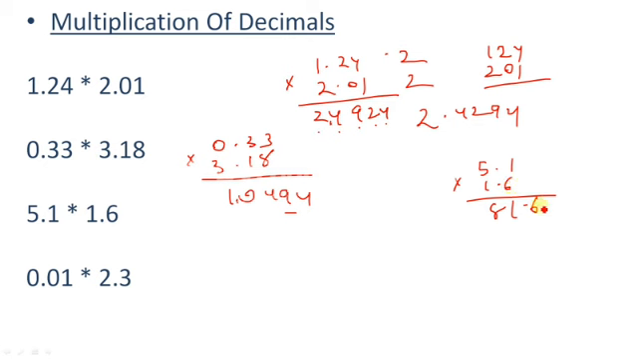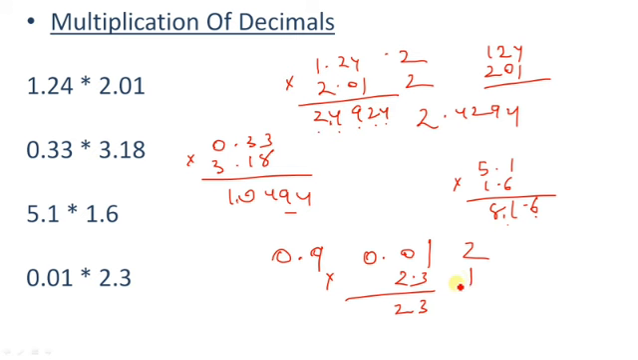Okay, similarly another one is 0.01 into 2.3. 0.01 means 1, 2.3 means 23, into 1 gives 23. Here after the decimal two digits are there, and here one digit is there, 2 plus 1 is 3, so we will place the decimal after three digits, but here only two digits are there, so for the other digit we will place a 0.